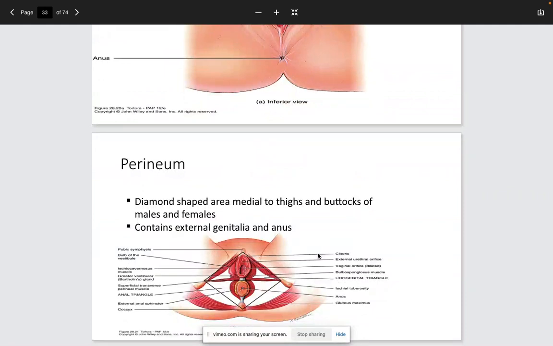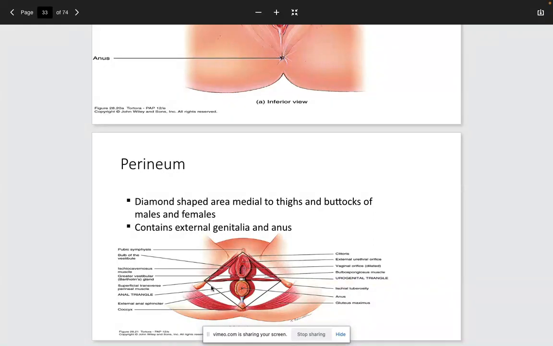The perineum is a diamond-shaped area medial to the thighs and buttocks. Here it's visualized. As you can see, the dissection is taken here. This would be the external female genitalia. This is going to be the perineum. The gluteus maximus muscles are right in here. This is the coccyx, which is the end of the sacrum.